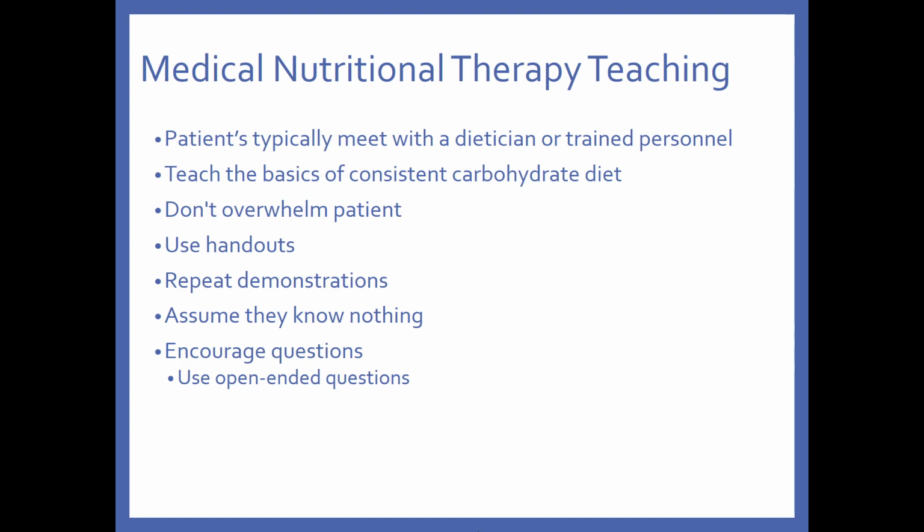Maybe a list that shows all the percentage guidelines for each of those food categories. Repeat any demonstrations. We never assume that they know everything. We need to make sure that we explain everything so that we don't miss giving them some vital information. Encourage questions. Use those open-ended questions that we talked about way back in PVC. Okay, encourage them to ask questions, not the closed-ended where it's a very short kind of cut-off conversation.